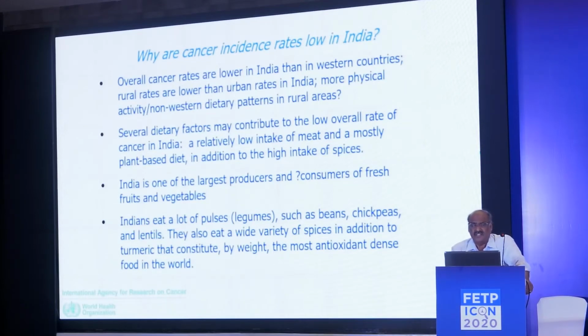Fortunately, our cancer rates are lower than many Western countries. It is real. If you take the age-specific rates for age trend, at each age the incidence rates are lower. And there are several reasons for that. Our rural rates are almost half of the urban rates. There are several reasons for this: physical activity, our dietary patterns, and things like that. So maintaining some of our traditional lifestyle is very important.